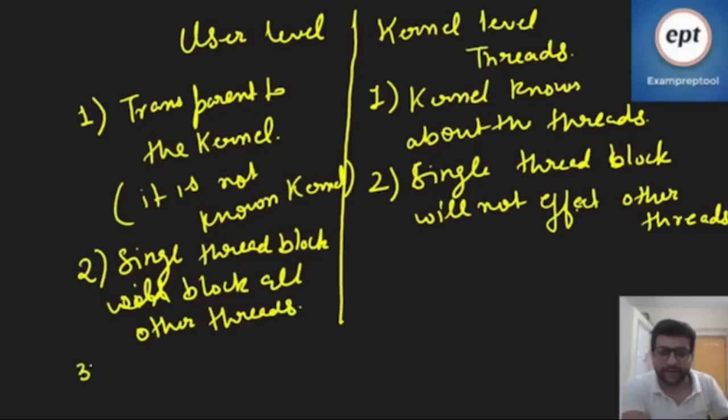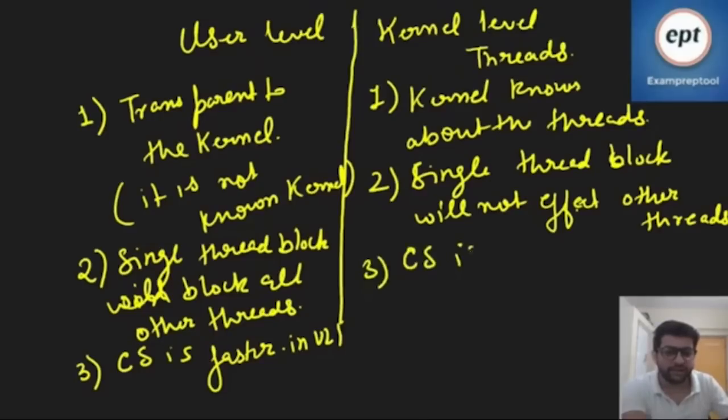The third one is that context switching is faster in user level threads. Here, the context switching is slower, right? And yes, that's pretty much it. You have to remember these points. And if there are many other points, we can just see the question and I will add points to this particular topic here. So just try to revise the concept of user level threads and kernel level threads.